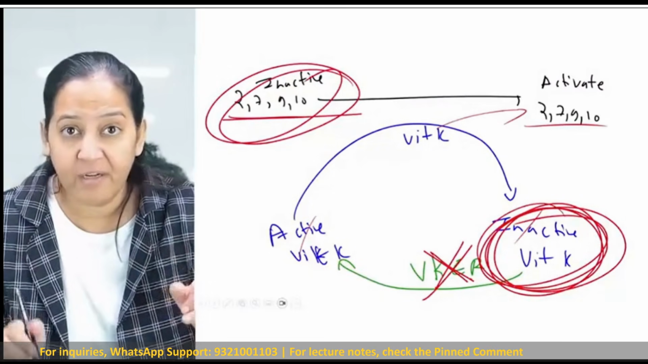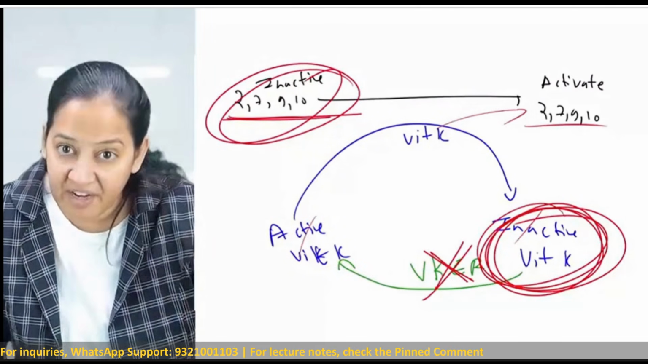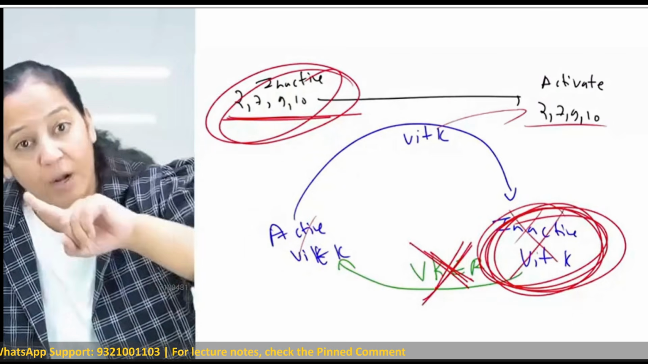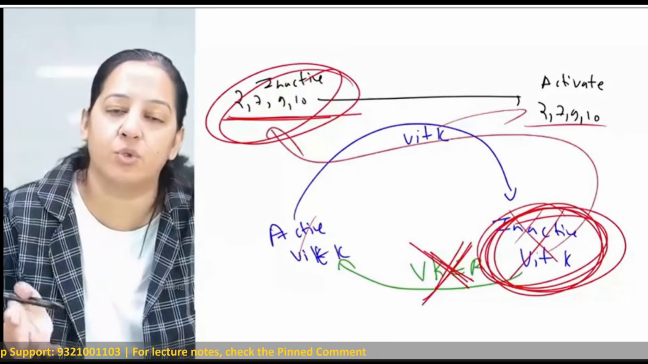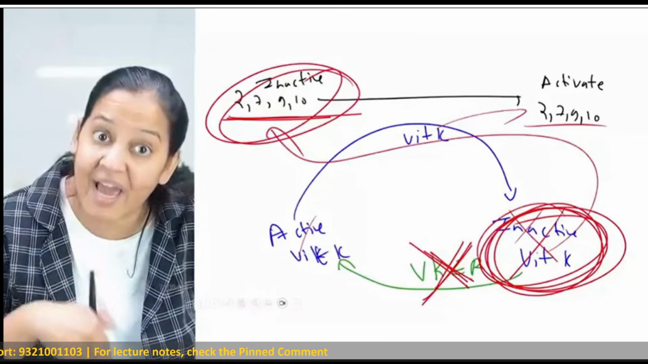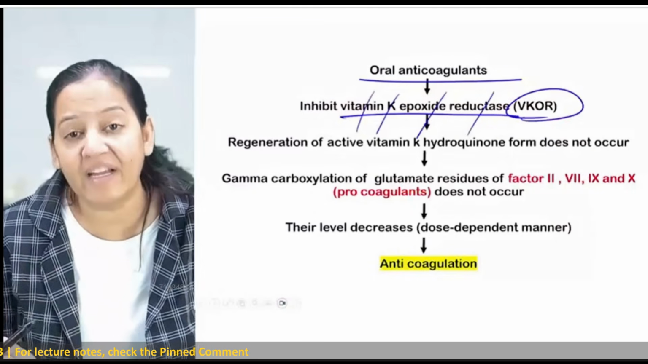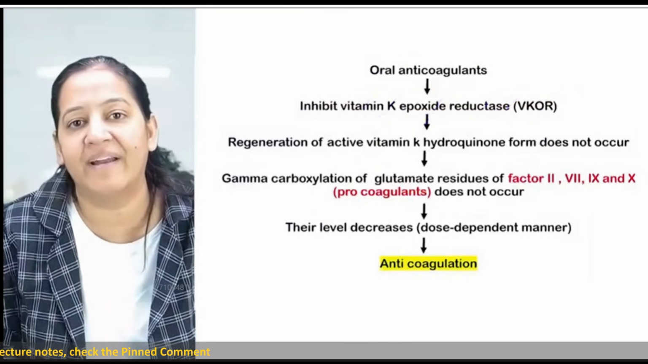Warfarin does not touch these 4. Warfarin inhibits this enzyme, which is required for activation of vitamin K, and vitamin K is required for activation. So basically warfarin is an indirect inhibitor of 2, 7, 9, 10. It is not directly inhibiting 2, 7, 9, 10.